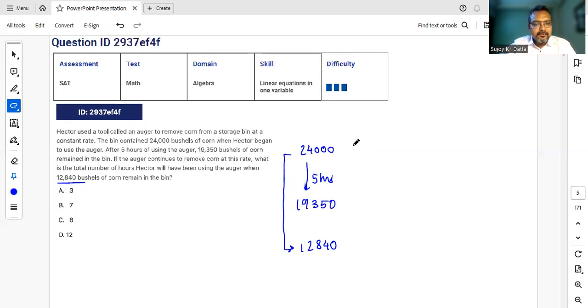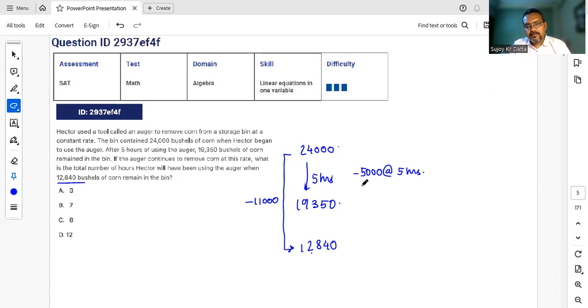So if I do some quick approximations, without doing an exact calculation: 24,000 to 19,000, let's ignore the 350. So that's basically 5,000. Let's say 5,000 in 5 hours. 24,000 to this is almost 13,000, so you have removed roughly 11,000. This is roughly minus 5,000, and this is minus 11,000.